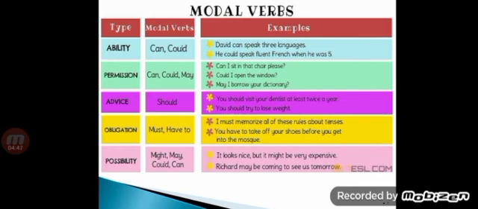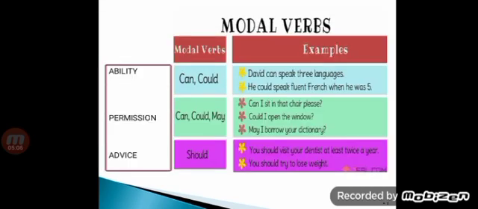Now we will talk about using the modal verbs. Modal verbs are used to express ability, permission, give advice, obligation, talk about possibility, and ask for permission, and more. First of all, there are some modal verbs used to explain ability. When someone has the capacity to do something or not. These modals are can or could.